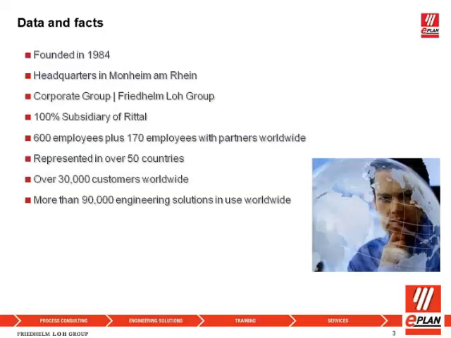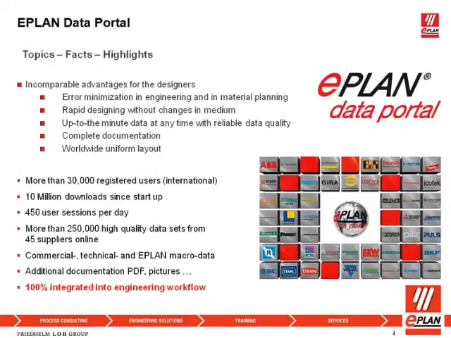One of the distinct factors of ePlan is our data portal. Our data portal has over 45 manufacturers. We have over 250,000 high-quality data sets and components within the data portal. Some of the advantages for the designers are reduction in errors in engineering and material planning, rapid designing without changes in medium, up-to-the-minute data at any time with reliable data quality, complete documentation, and worldwide uniform layout.